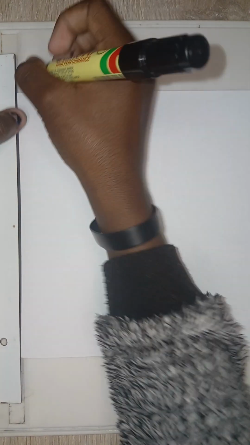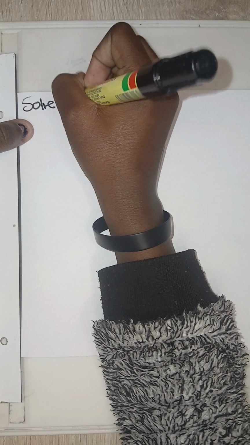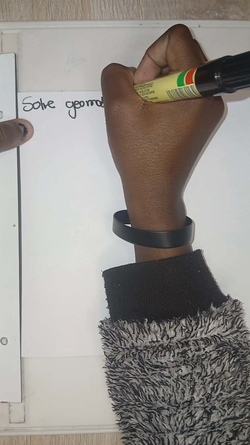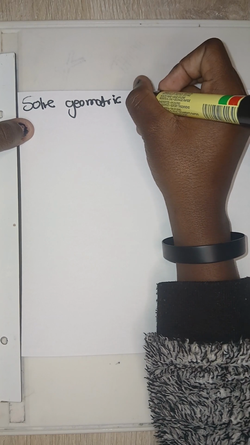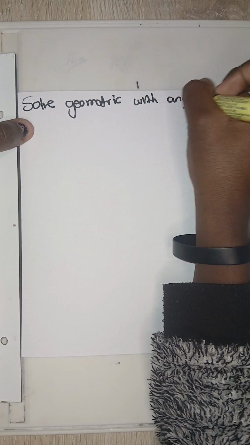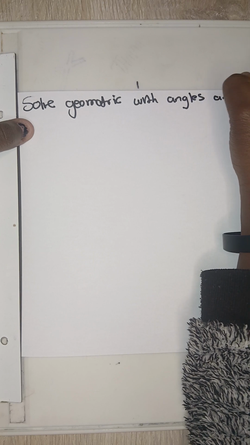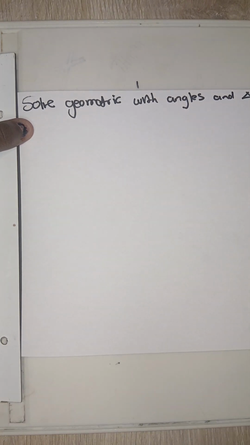And the other reason why I am telling you those angles is because now we are going to solve geometric problems with angles and triangles. So it's angles and triangles together. I hope you can see that, even if the triangle is being cut over there.